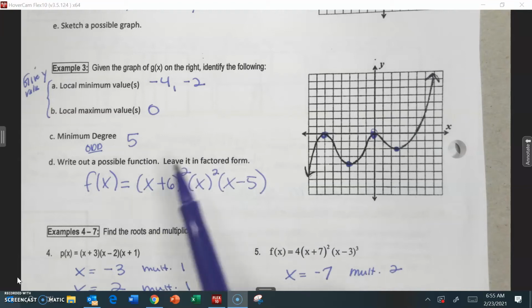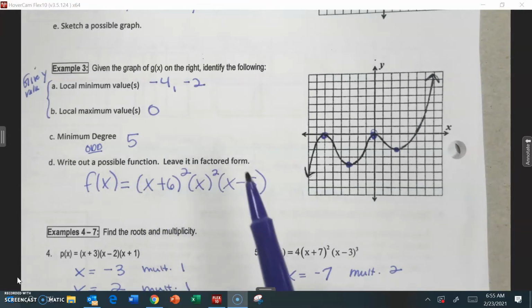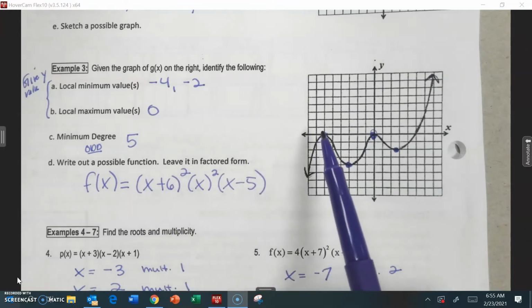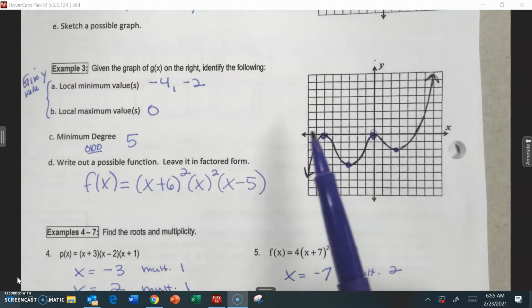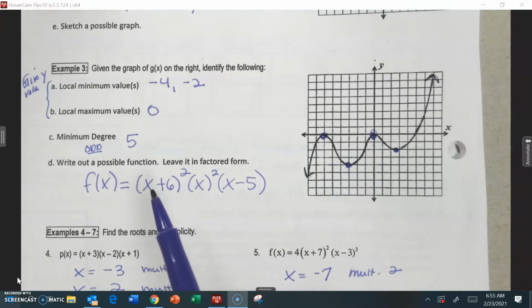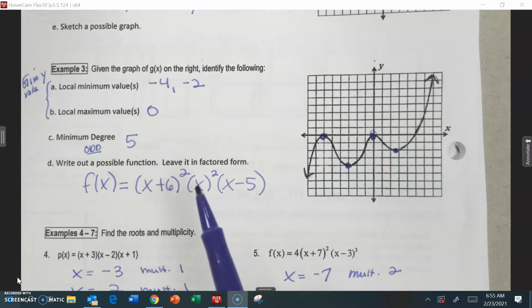So that's why, if you think about my degree here, 1, 2, 3, 4, 5, my degree of this factored polynomial is 5, and I'm showing that these have even multiplicity because they're bouncing, okay? So just be careful when you sketch your own. You just can't do whatever you want. You have to follow the end behavior.